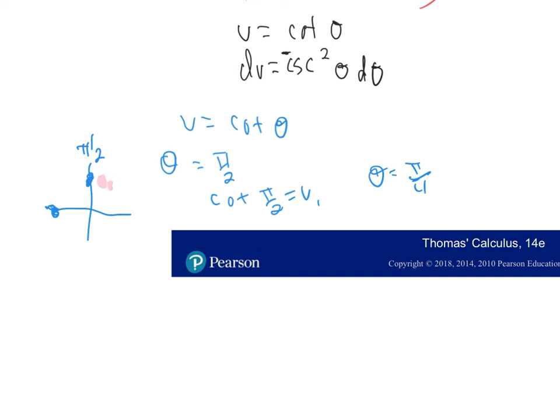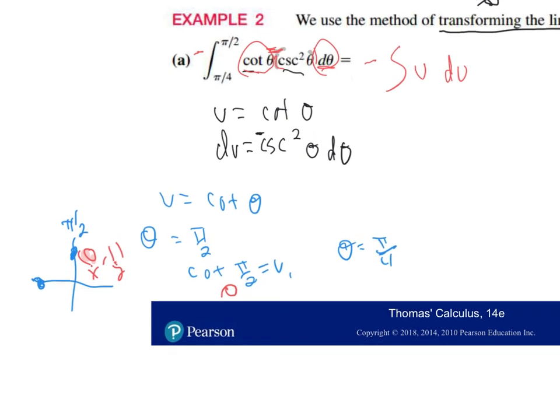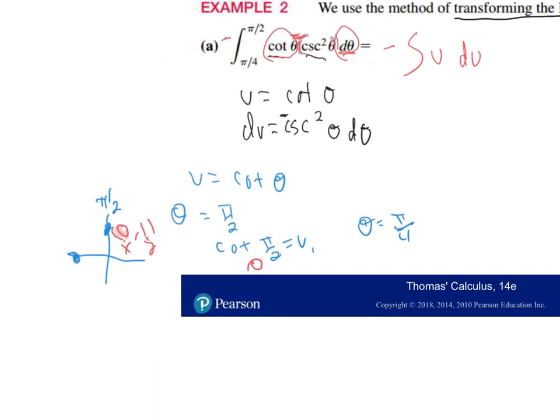Why do I keep grabbing that pen? 0, 1. And cotangent is x over y. And that would be 0 over 1, which is 0. So that limit is 0. So that pi over 2, if I have it right, it's a 0.